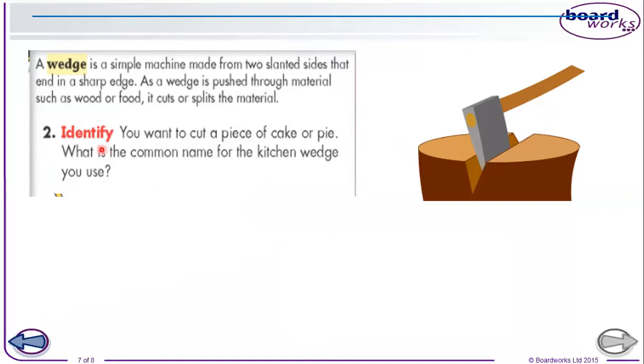Who can read for us question number 2 and answer it? Identify. You want to cut a piece of cake or pie, like apple pie if you have. What is the common name for the kitchen wedge you use? Who can tell me what you use if you want to cut a cake or a pie? Okay, we use what? Excellent, knife.